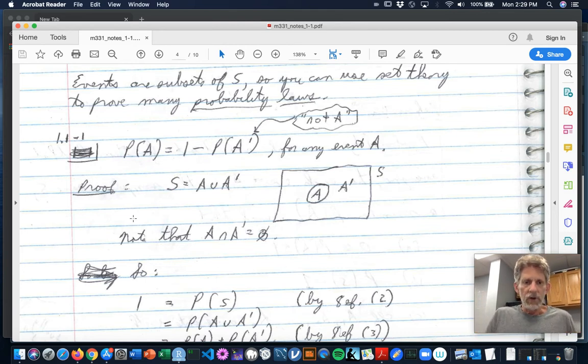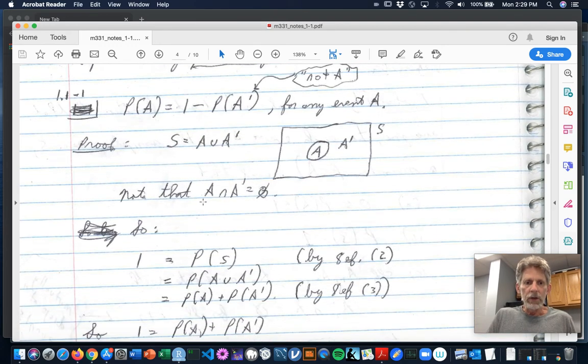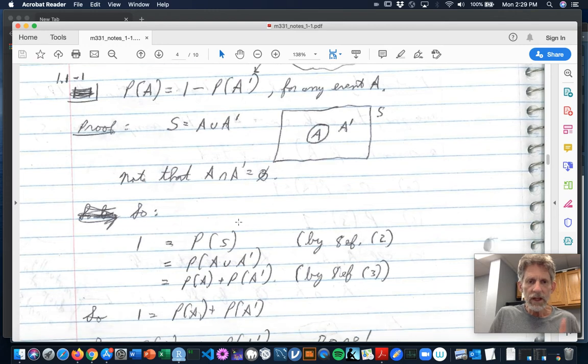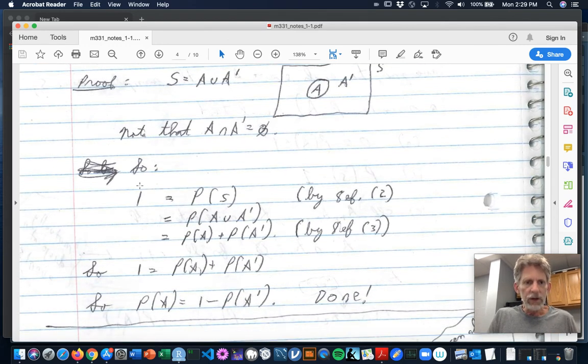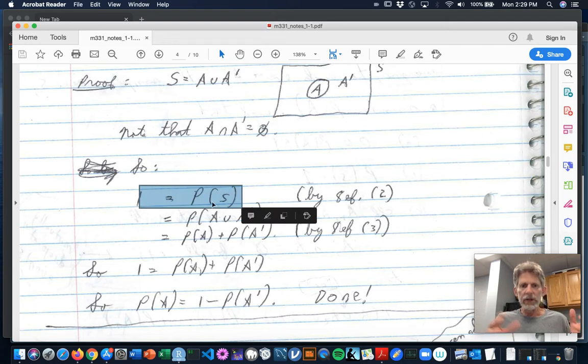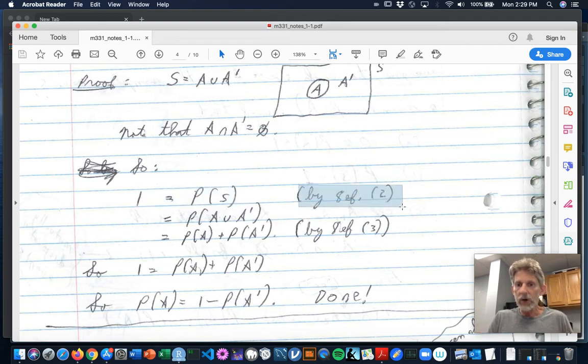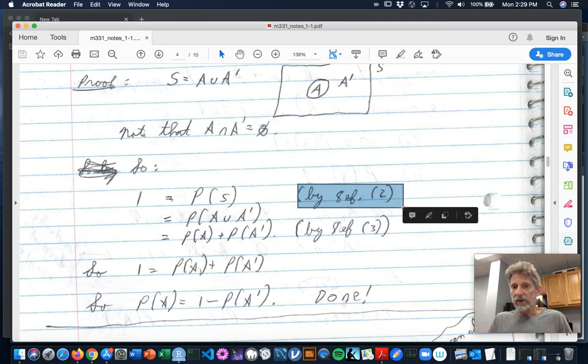Now, S is A union A prime, but notice that A intersect A prime is the empty set. There is no outcome that is both in A and not in A. Now, we can make use of this. Let's check this out. We know that 1 is the probability of S. Why? It's because of part B of that definition. Probability of S had to be 1.